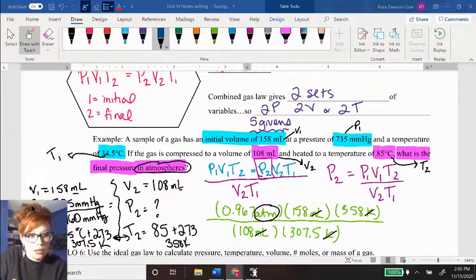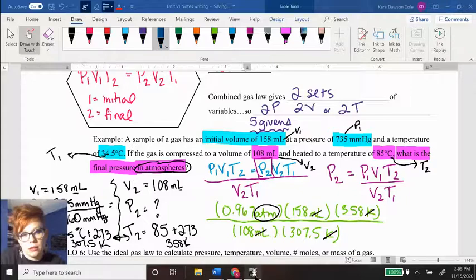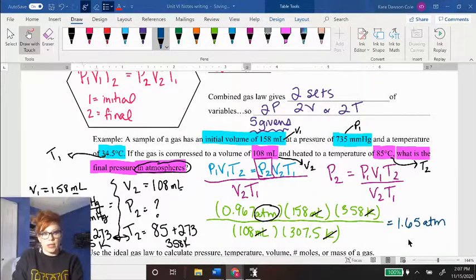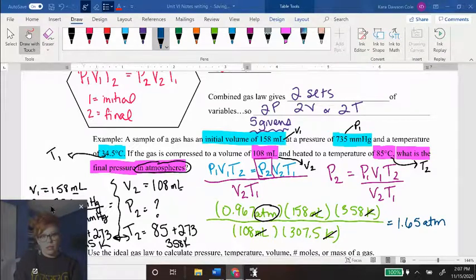So then, going to my calculator, plugging this in, 0.967 times 158 times 358 divided by 108 and divided by again, because both of these values are on the bottom. So because both of these values are on the bottom, we're going to hit divide 2 times. So 307.5. That's equal to 1.65 atmospheres.